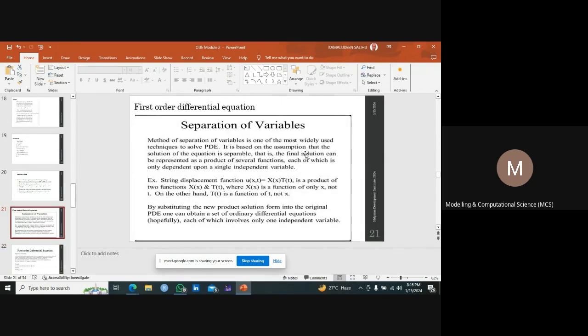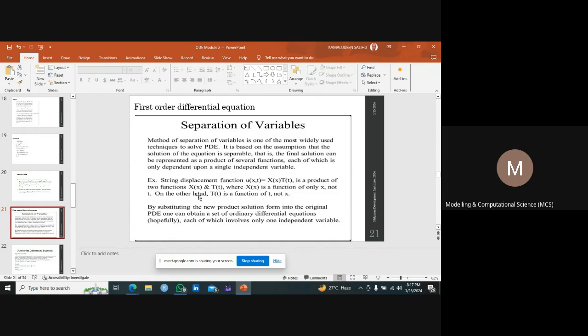So now, separation of variables. When we say separation, literally, we understand it to mean to set aside, to separate things, to put aside two different things. Before you can separate anything, that thing must be more than one. So anything that is more than one, you can be asked to separate it into different parts or different sides. The method of separation of variables is one of the most widely used techniques to solve differential equations, whether partial differential equation or ordinary differential equation. It is based on the assumption that the solution of the equation is separable. That is, the final solution can be represented as a product of several solutions.